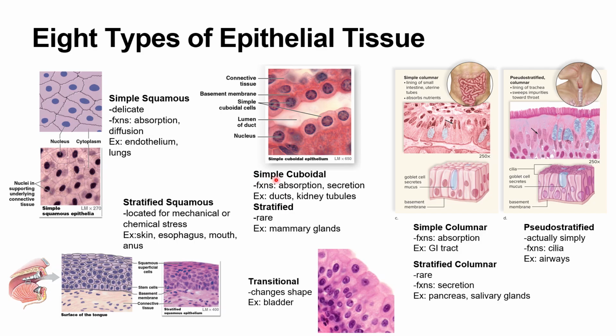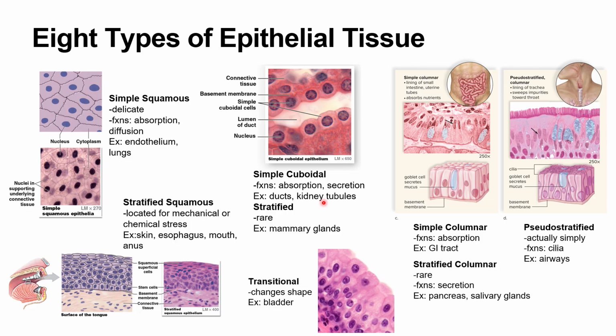Moving on to our simple cuboidal tissue, this is going to again be a single layer of epithelial tissue with a cubed shape to it, and because it has this cubed shape, it's going to be very adept for absorption and secretion. So we're thinking about the secretion here with things like ducts. For instance, what we would see right here, we see the lumen of a duct, which is going to be the open surface or the open area in a gland that we can see right here on this histological picture of simple cuboidal epithelial tissue.